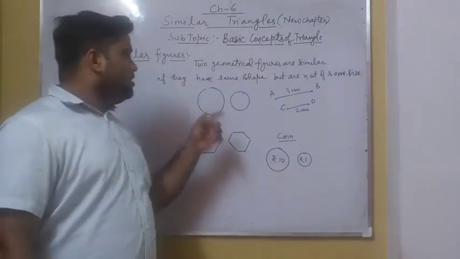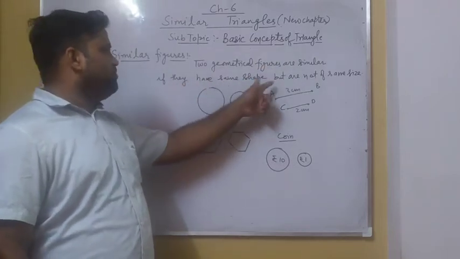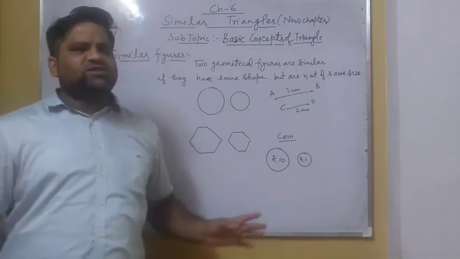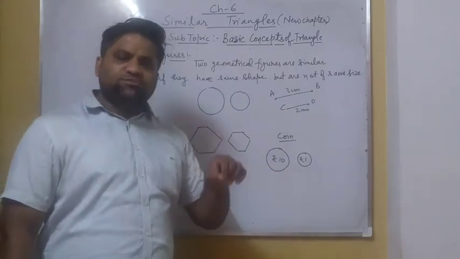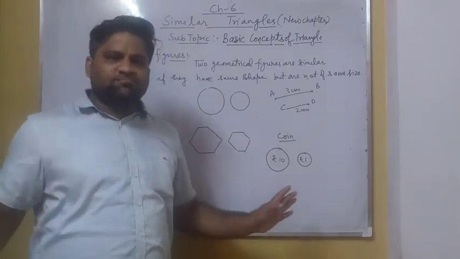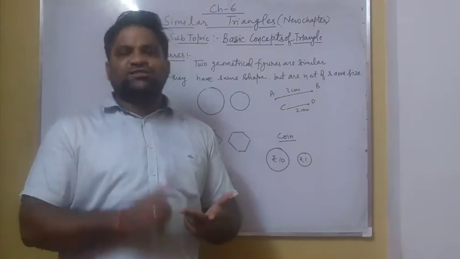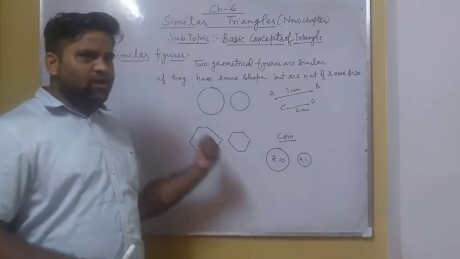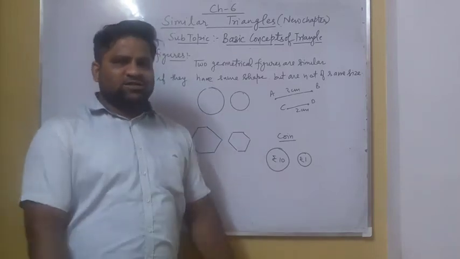Here, what is written here? Two geometrical figures are similar if they have the same shape but are not of the same size. Here, two figures are similar when they are of the same shape. Size doesn't matter. But in congruent figures, shape and size should both be the same, which we have studied. But in similar figures, shape matters, size doesn't matter.